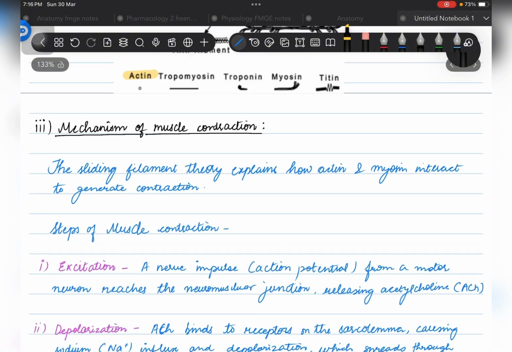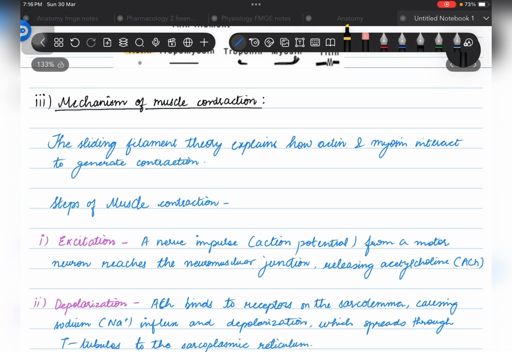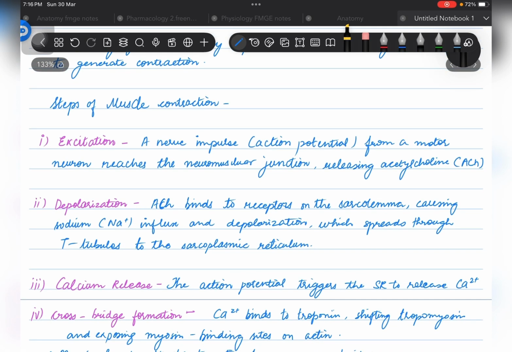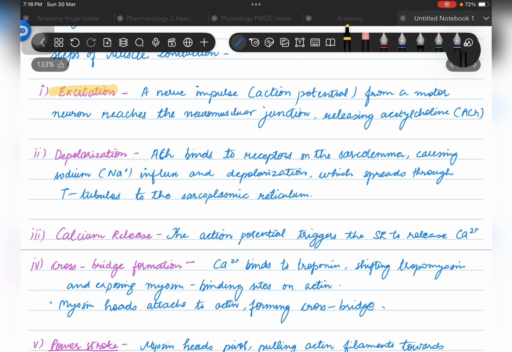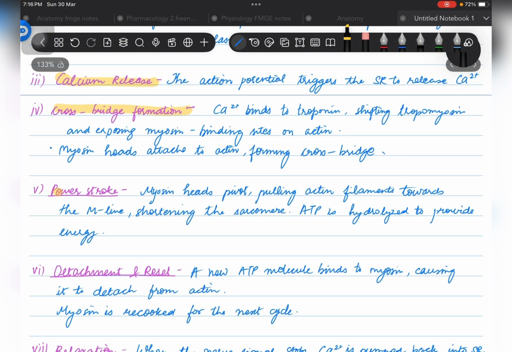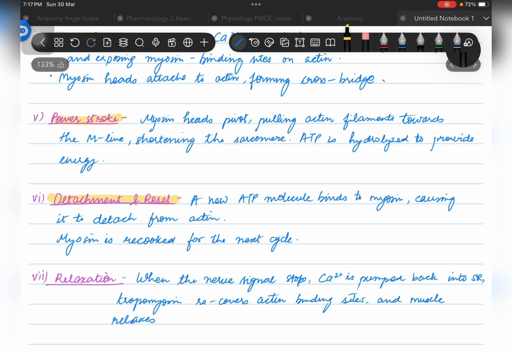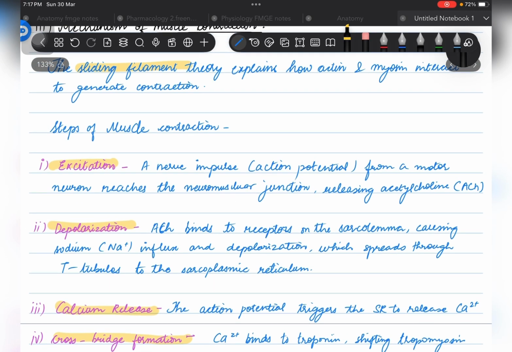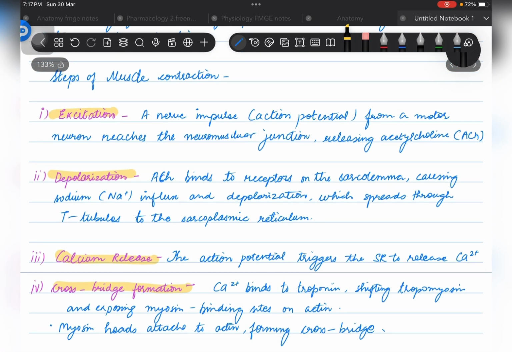The third one is the mechanism of muscle contraction. The sliding filament theory explains how actin and myosin interact to generate contraction. So steps of muscle contraction include excitation, depolarization, calcium release, cross bridge formation, power stroke, and detachment and reset, as well as the last step, relaxation. So we'll start with excitation, in which a nerve impulse, that is an action potential, from a motor neuron reaches the neuromuscular junction, releasing a neurotransmitter which is known as acetylcholine and is denoted by ACh.